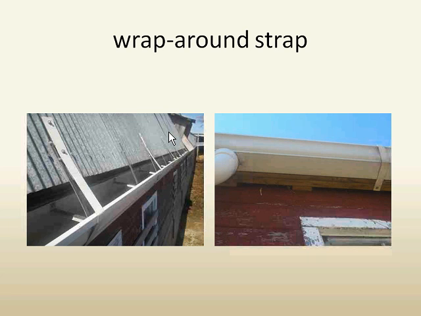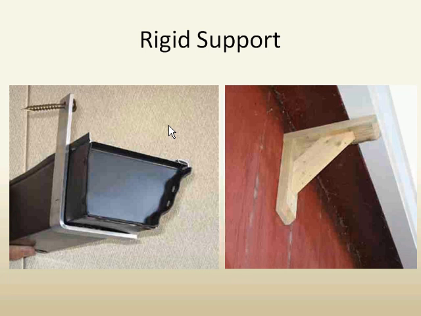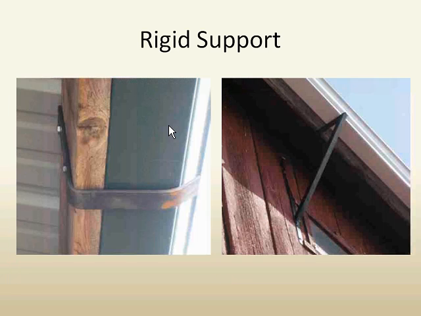There's other types of connectors, wraparound straps. In the picture on the left here, there's a strap that's going into the hidden gutter hanger, as well as a wraparound strap. This picture happens to come from Wisconsin, where they are dealing with significant concerns about snow. Other types of support, your rigid support, you can have brackets, you can have a wooden type of brace like shown in the right.